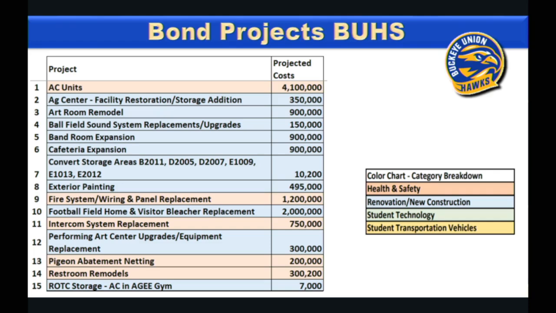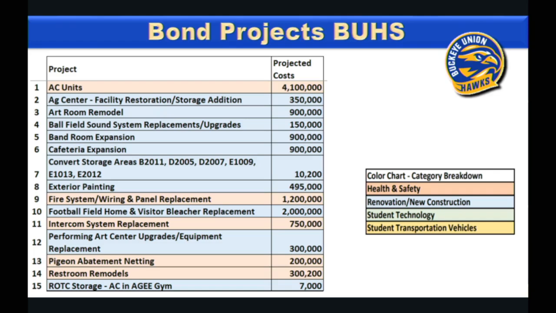So, the list of projects. I know that's small for the people in the room, but online, as we talked about, the AC units are a $4.1 million cost. We have some art room remodels, band and cafeteria expansion, and all of our restroom remodels. We also have some sporting items on this list, like lighting upgrades, where those light poles are starting to fail and we need to replace lights on them.